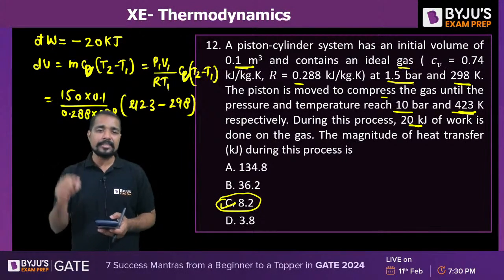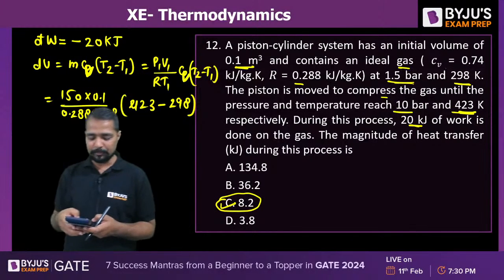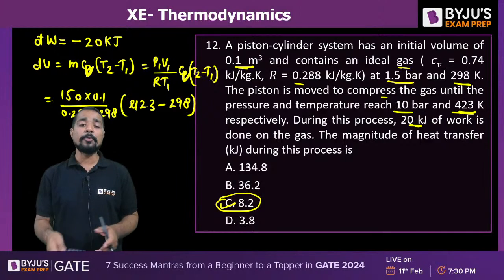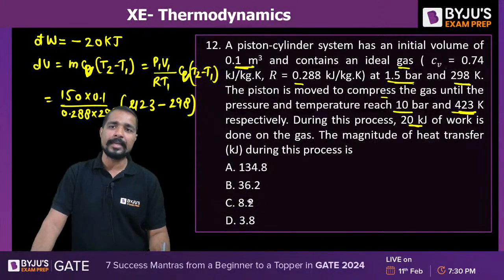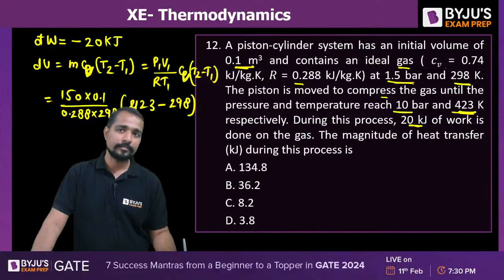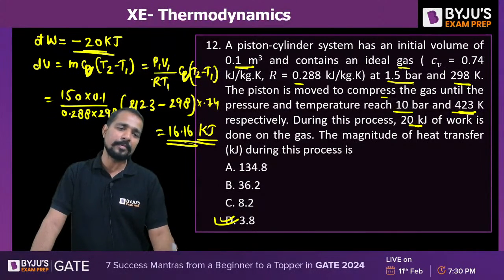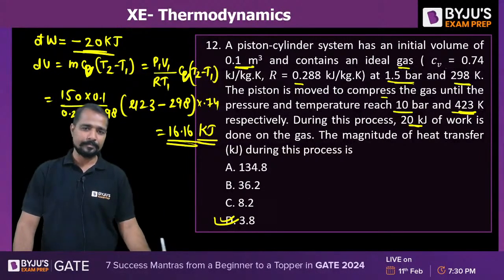Multiply by Cv, which is not multiplied here. Yes, Cv is 0.74. So 16.16 minus 20, we are getting 3.83. You are right, absolutely right. This value is coming 16.16 kilojoule, the change of internal energy. You take the difference with the work done and you will get the answer.